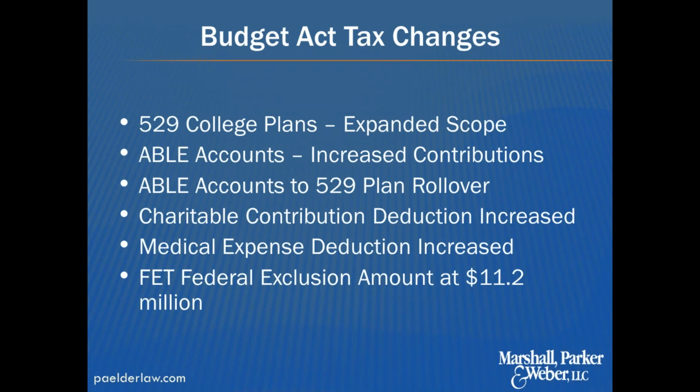Lastly, the federal exclusion amount from federal estate, gift, and generation skipping taxes was increased under the Budget Act. The figure in 2018 was scheduled to be $5.6 million per person. The Act doubles the basic exclusion from $5 million to $10 million. With the adjustments for inflation, the figure in 2018 will be $11.2 million per person.